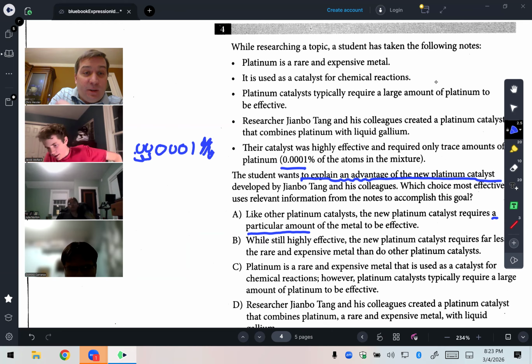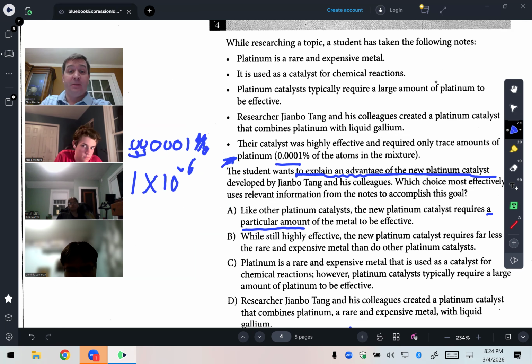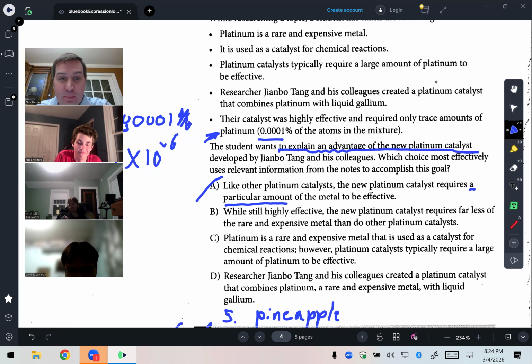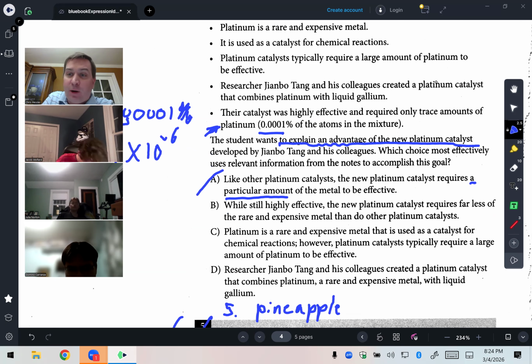This is 5 zeros and a 1. This is 1 times 10 to the negative sixth. That's how much platinum we need in the mixture. So I guess it is an amount of platinum. They're not lying. It's a crazy tiny amount of platinum. Okay. B, while still highly effective, the new platinum catalyst requires far less of the rare and expensive metal than do other platinum catalysts. That's why we care.